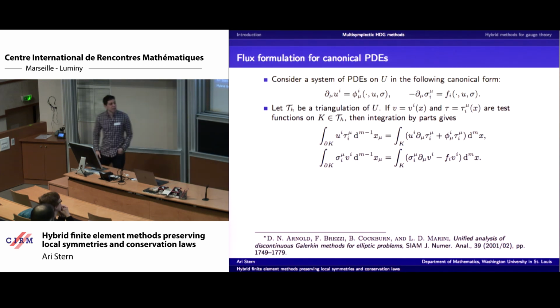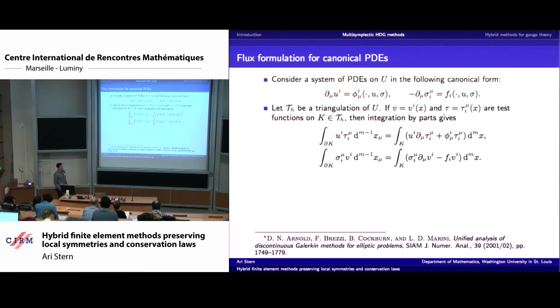I'm going to triangulate my domain into simplices k. And now let me multiply by arbitrary test functions v and tau that come from the same place as u and sigma, and integrate by parts. Right? And if I do that, I get this expression.